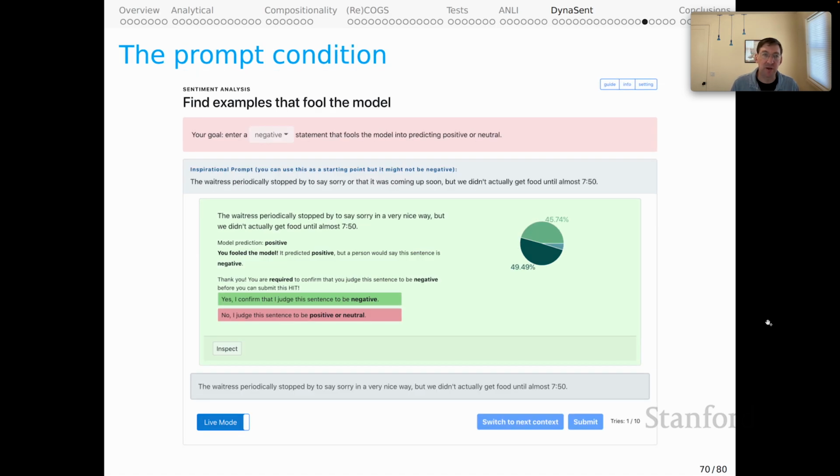And so we switched to emphasizing what we call the prompt condition. In the prompt condition, we actually offer crowd workers a naturally occurring sentence that comes from the Yelp open dataset.